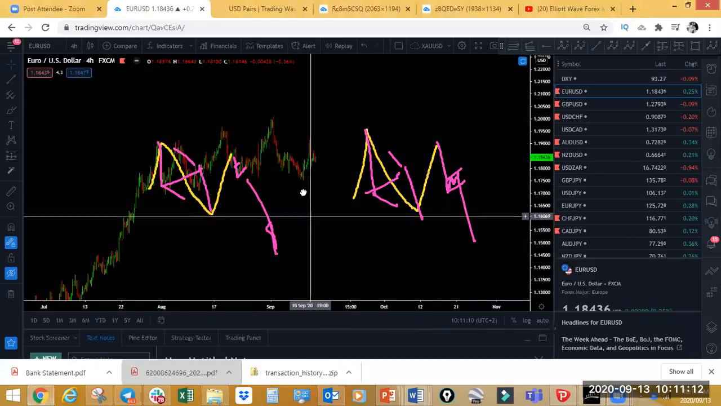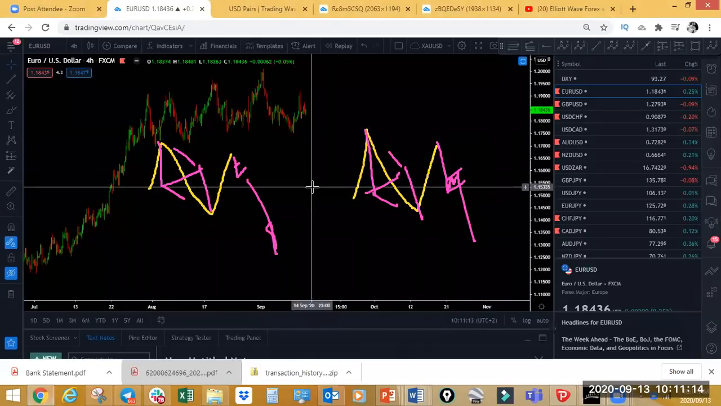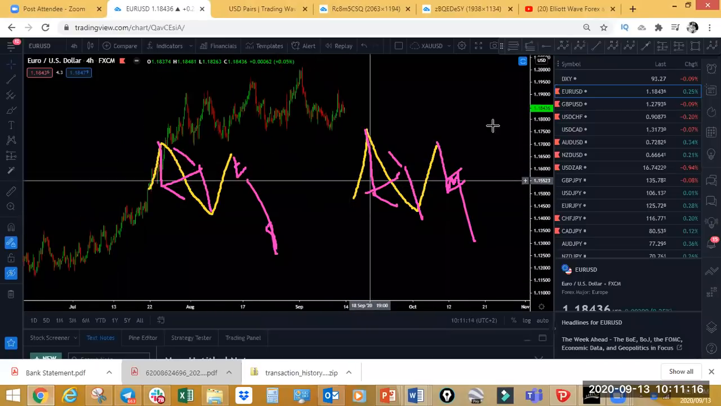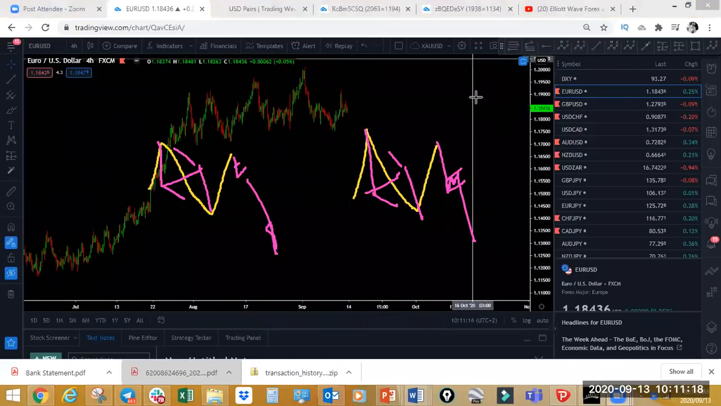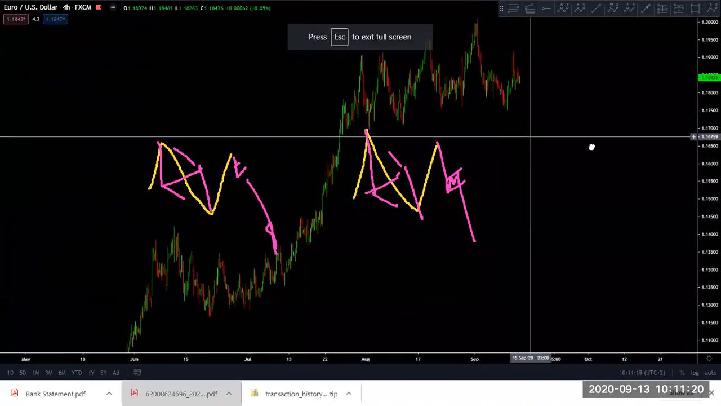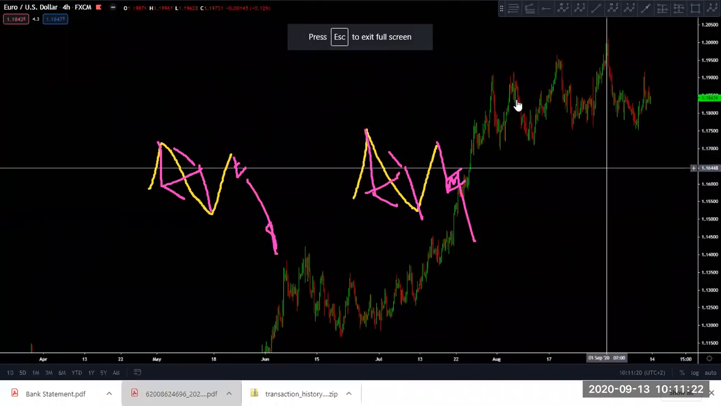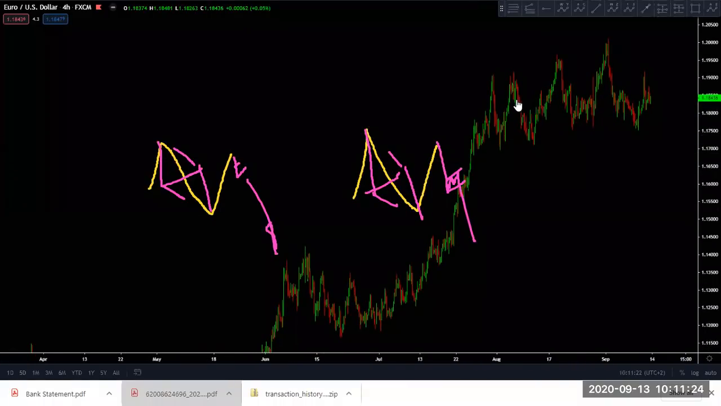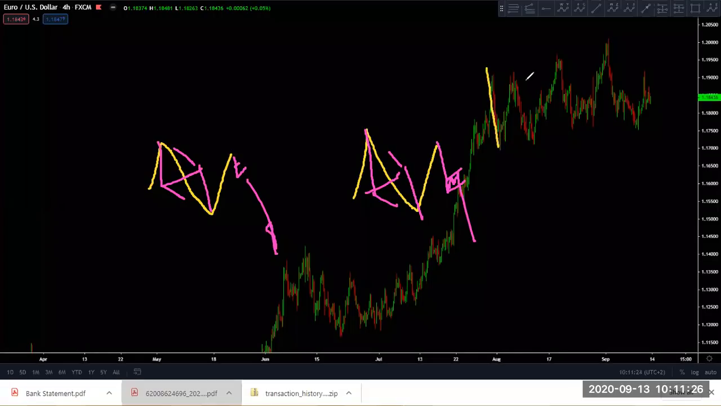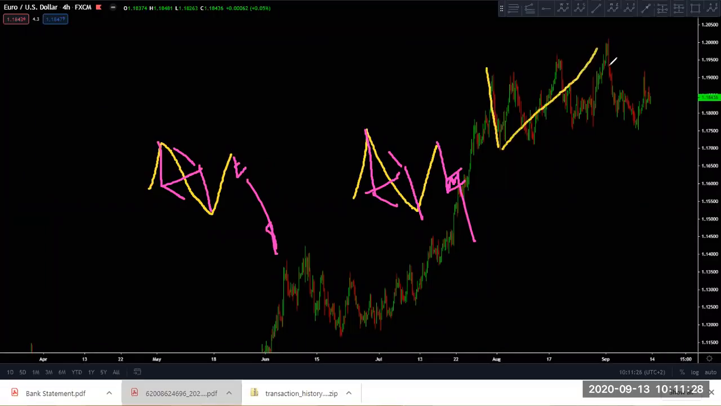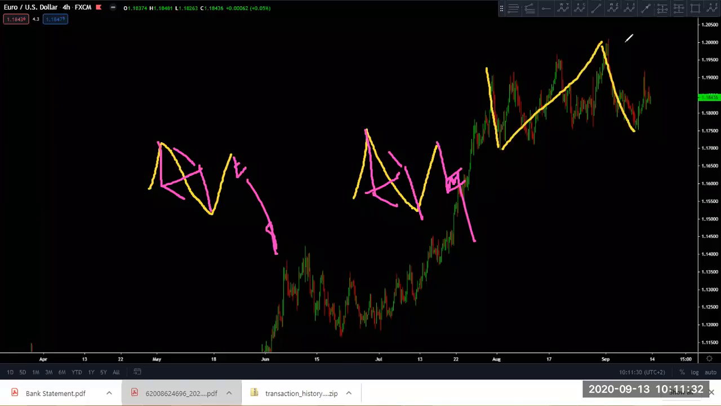Because if you look at the structure for the euro, it's the exact inverse of the DXY. Let me bring the DXY back and show the euro structure. Let me make a full screen here. Okay, so we've got the full screen. I want to show you the euro structure. So euro is like this. 1, 2, 3, and we're seeing this one continuing to the upside.